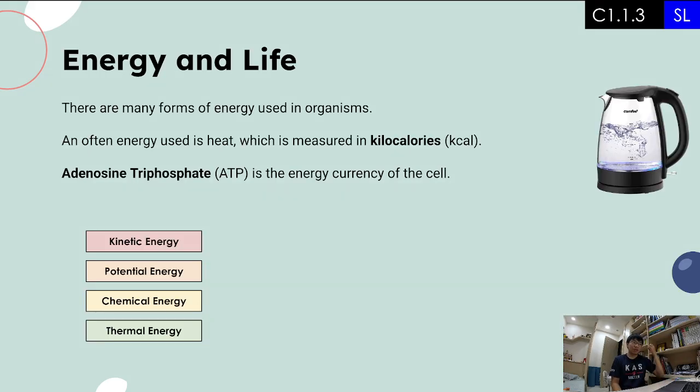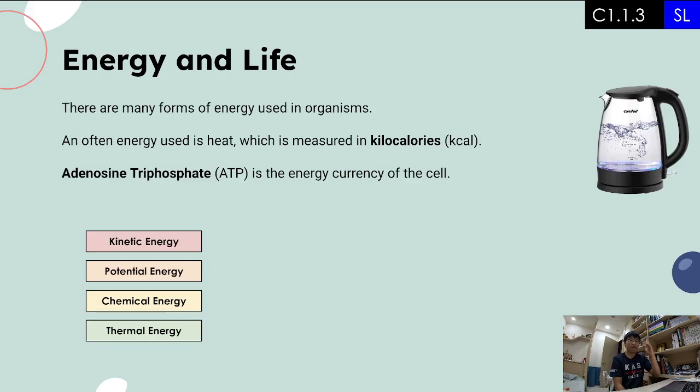And that brings us to energy and life. Our organisms need a lot of different kinds of energy, and one kind is heat, which we measure in kilocalories. It's mentioned in the textbook. Good to know, a kilocalorie is 1,000 calories, and 1 calorie is the amount of energy needed to heat up 1 gram of water, or 1 ml, by 1 Celsius. And the energy currency of a cell in our bodies is called adenosine triphosphate, or ATP, and it's what our cells use most.